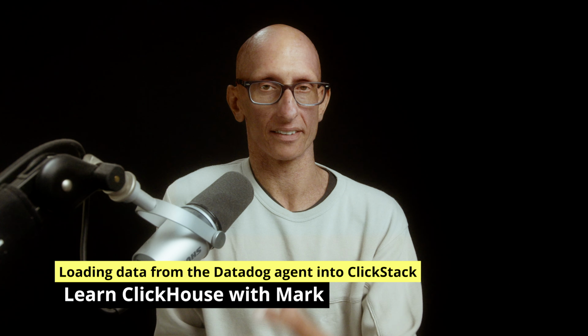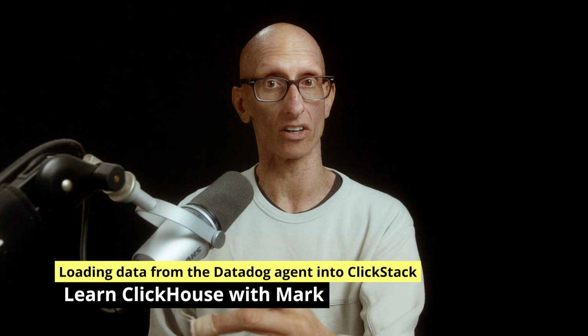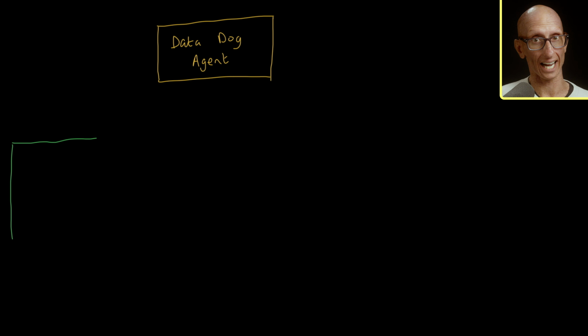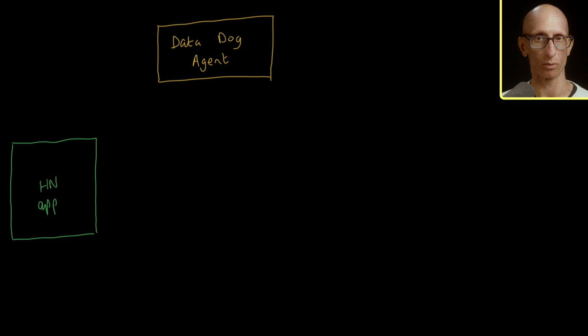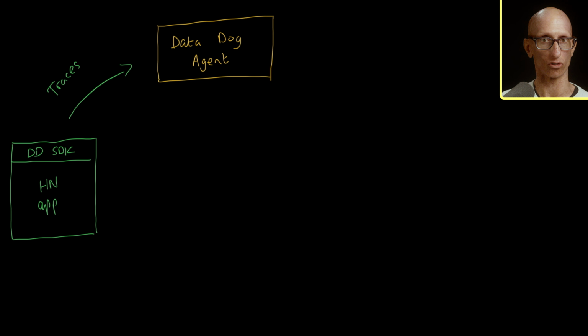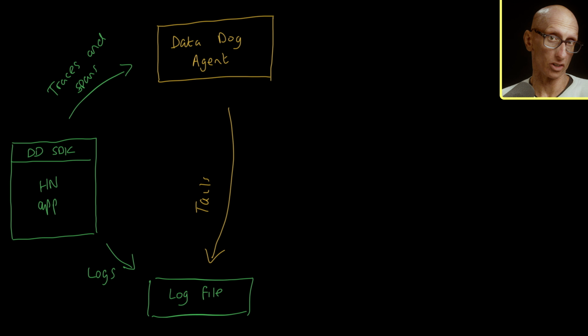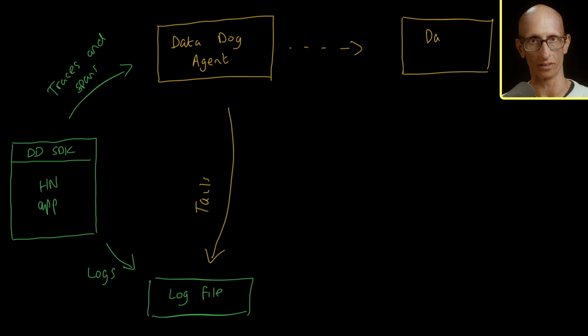In this video, we're going to learn how to load data from the Datadog agent into ClickStack. So on my machine, I'm running the Datadog agent, and then we've got a Hacker News app that's instrumented with the Datadog SDK. Traces and spans are sent directly to the Datadog agent. Logs are written to a file that the agent then tails.